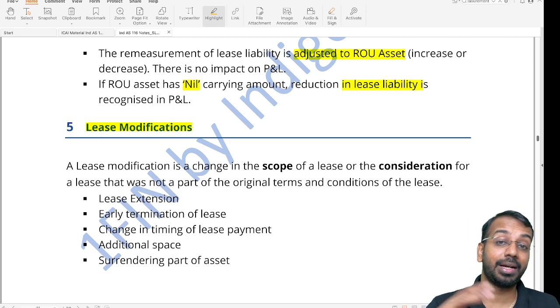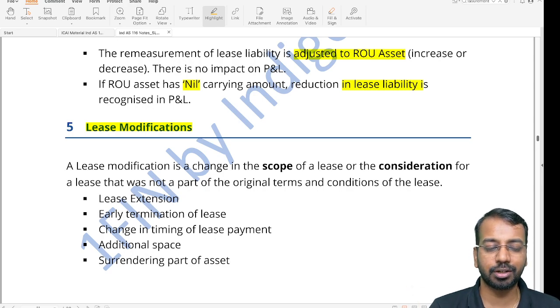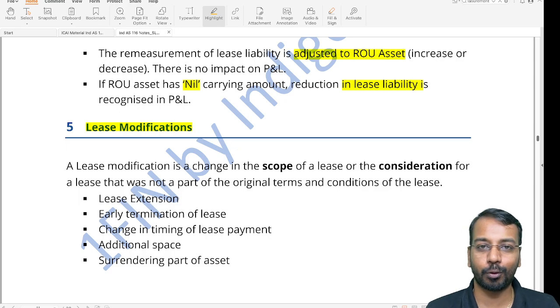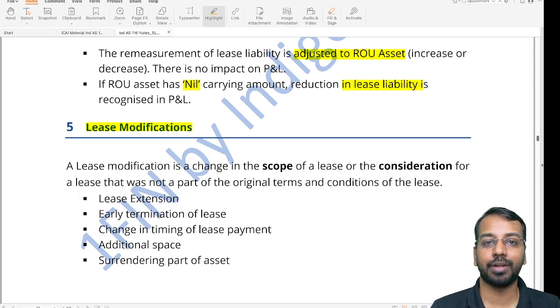I enter into a separate lease contract, then there is no lease modification. Or I go to the owner and say, boss, I have been using your premises for so long, so let us modify the original contract and add this additional floor space. This is what is called lease modification. Now lease modification can happen in two ways. One, you are changing the scope.